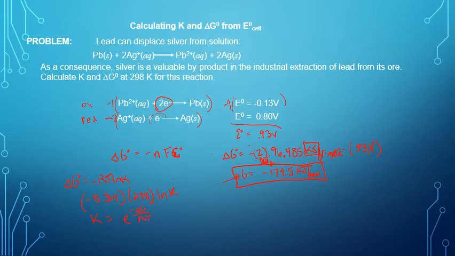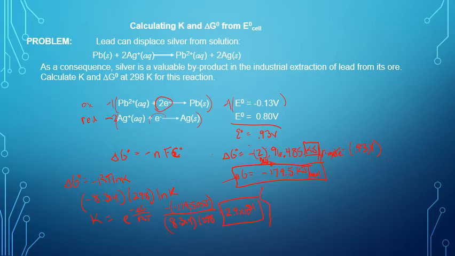So when I do that, I'd have a negative for the negative 179.5, so that would be a positive. I'm going to go ahead and convert that into joules, 179,500, and I'm going to divide that by the 8.314 and the 298. So when we do that, we end up with our K value being approximately 2.9 times 10 to the positive 31st power. So I'd have it using that method.